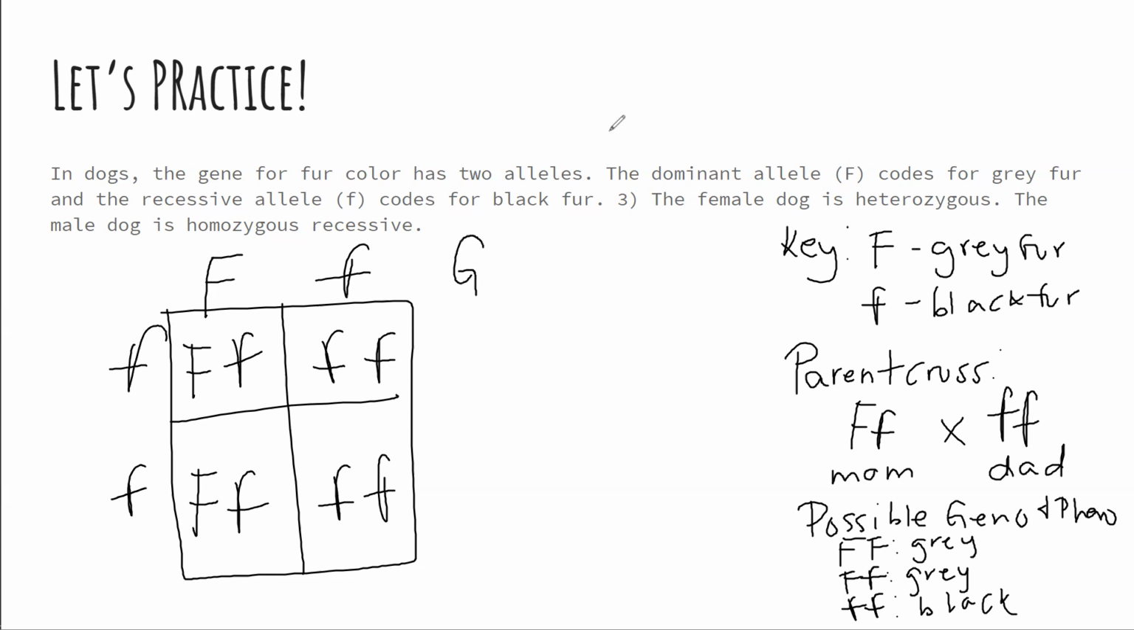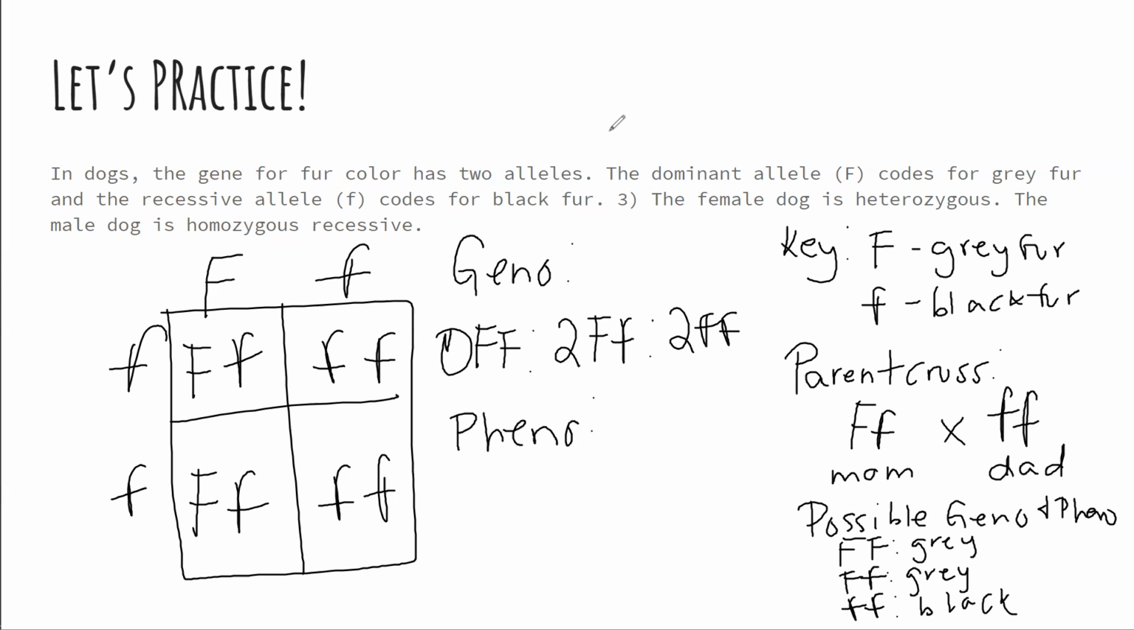Our genotypic ratios are our letters, what we can see. Do we have any homozygous dominants, two capital letters, out of our offspring here? No. So it would be 0, capital F, capital F. How many heterozygous genotypes do we have? Right, 2, because there are two different letters. Hetero means two different. So it would be 2, capital F, lowercase f. And how many homozygous recessive genotypes do we have? Right, 2. So 2, lowercase f, lowercase f.